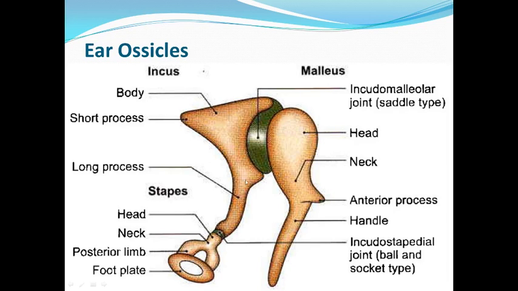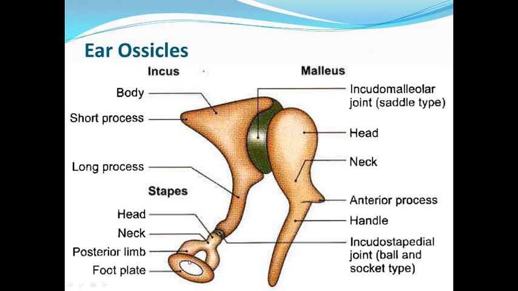And this long process is projecting downwards just behind and parallel with the handle of the malleus. You can see this is the handle of the malleus, and just parallel and behind it, this is the long process of the incus. And this long process has at its tip a projection that is called the lentiform nodule, and this lentiform nodule articulates with the head of the stapes. You can see here, this is the lentiform nodule which is articulating with the head of the stapes.